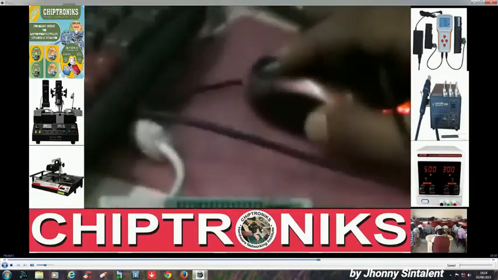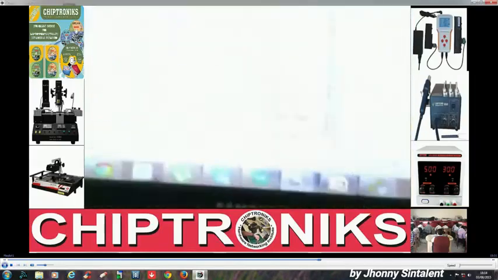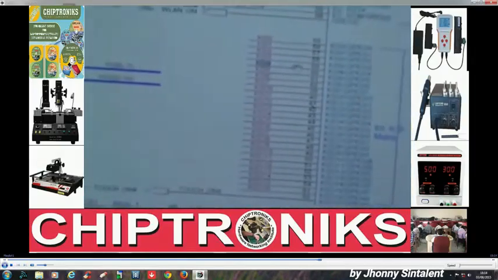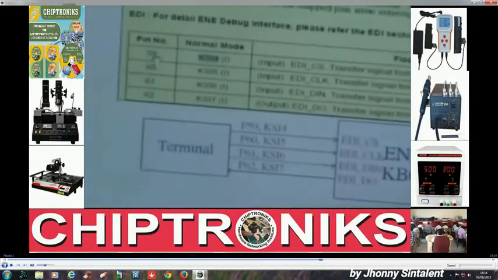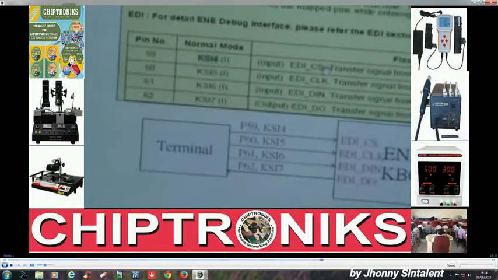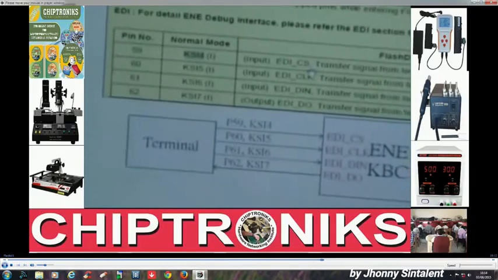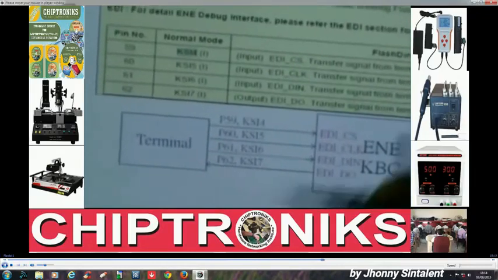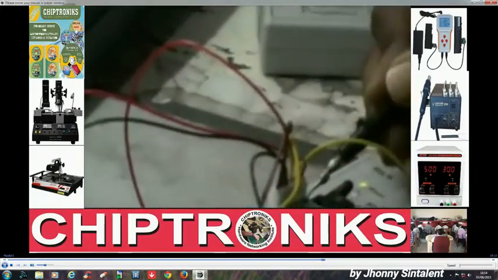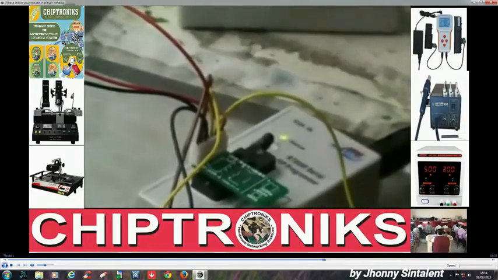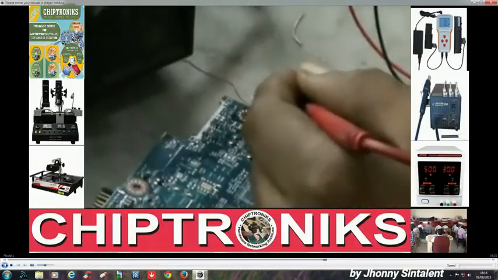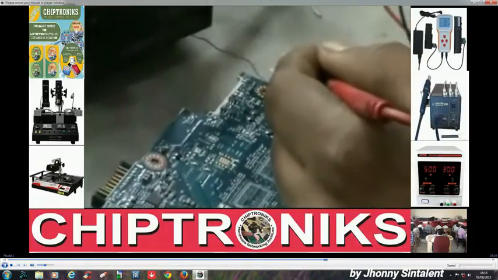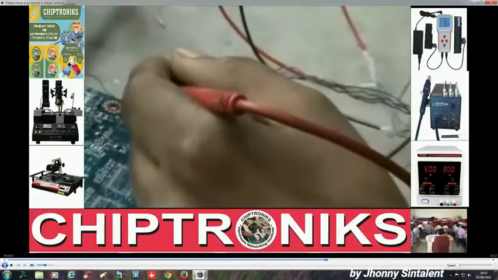Because 27 is KSI4 and KSI4 is going to pin number 59, and we can see in the data sheet pin number 59 stands for CS, chip select, and CS is pin number 1 of SPI BIOS. So pin number 1 is going to pin number 27 of the keyboard connector. Alright, so what we have done is we have connected this pin number 1 with pin number 27.